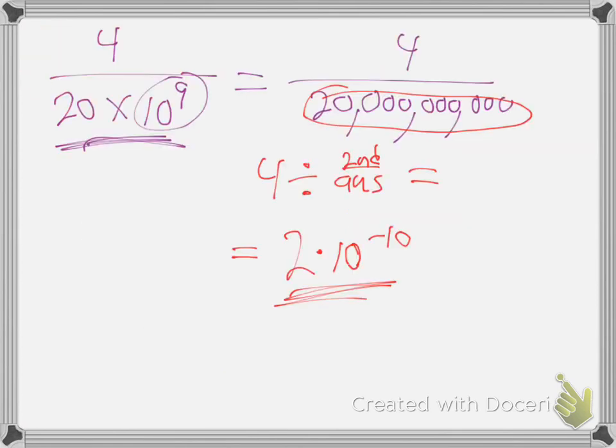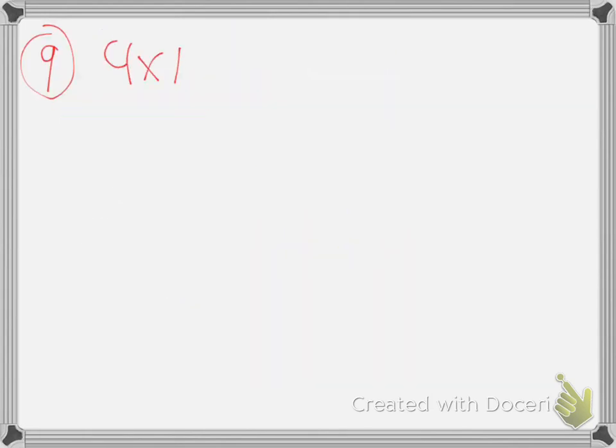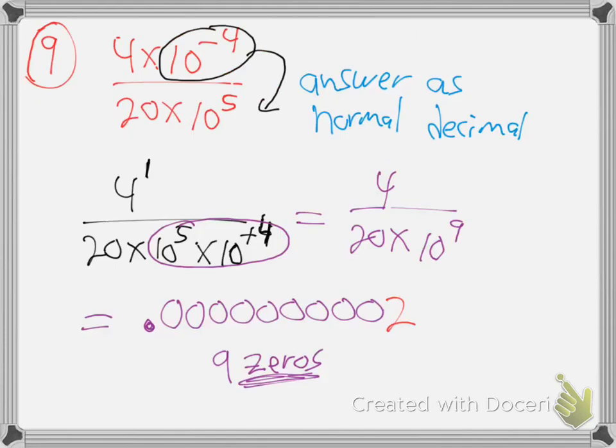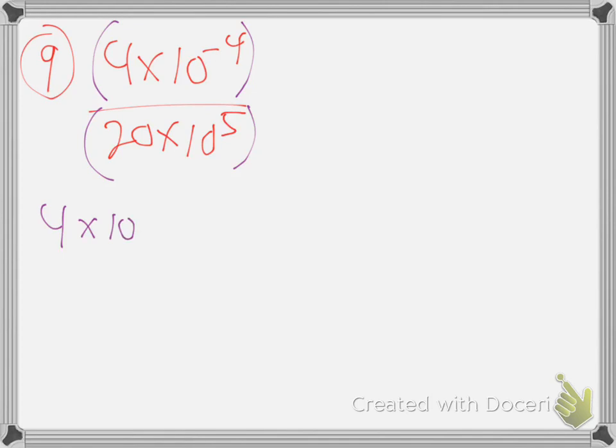So here's number 9. It's 4 times 10 to the minus 4 over 20 times 10 to the 5th. Just type it in. Don't even do any steps at all. But you do have to use parentheses. Literally just type in the top, 4 times 10, and then hit your power button. Your power button is either the up arrow or the X to the Y, depending on which kind of calculator you have, to the minus 4.